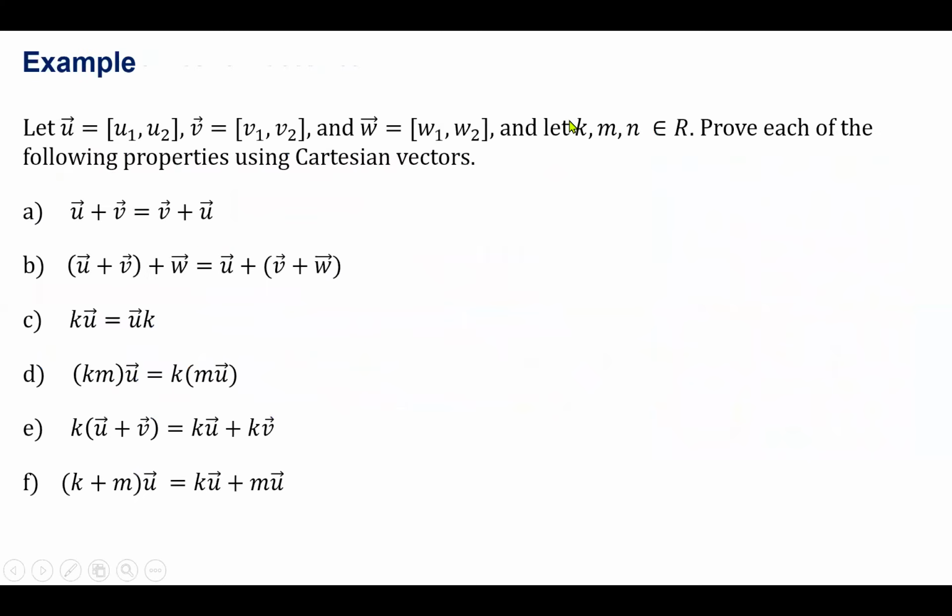All right, then let's consider this example. We let vector U equal U1, U2, vector V equal V1, V2, and vector W has components W1, W2. And let K, M, N belong to the set of real numbers. Can you prove each of the following properties using the Cartesian vectors? Okay, I'll give you 5 minutes to have a look at this example.